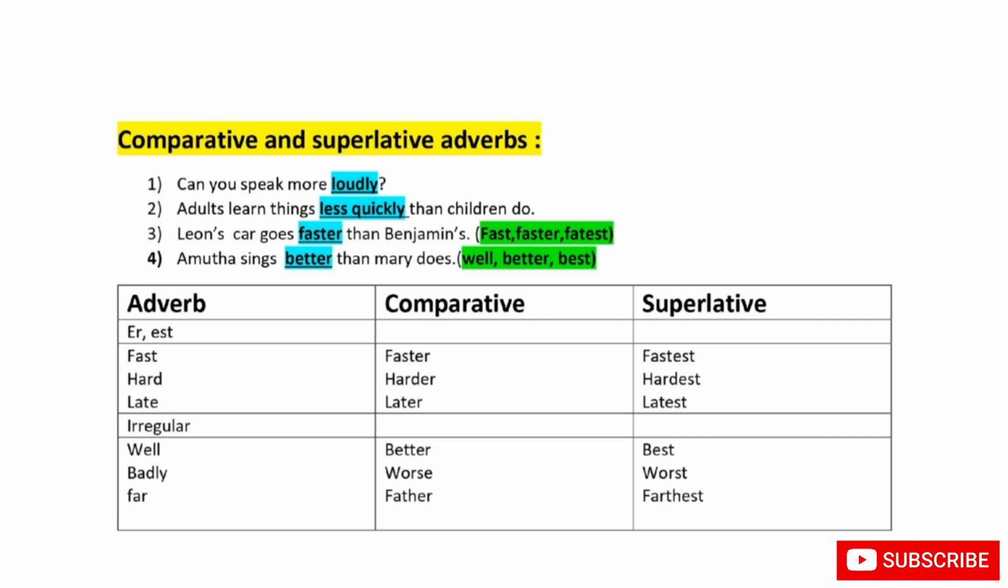On the screen, you see 2 sentences. Both of these have comparative adverbs. In the first sentence, can you please speak more loudly? So we've added more to the adverb loudly, and it becomes a comparative that modifies the verb speak. In the same way, in number 2, adults learn things less quickly than children do. That means children learn more quickly and adults learn less quickly. So the comparative adverb less quickly modifies the verb learn.